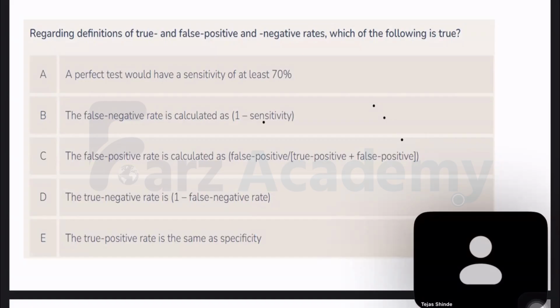What is the calculation for false positive? It's false positives upon false positives plus true negatives, right? So the number of false positives, that is incorrectly identified negatives, by the total number of actual negative cases. So actual negatives will be true negatives plus false positives. So this true positive in the denominator of C should be true negatives. Okay, so the answer is B.